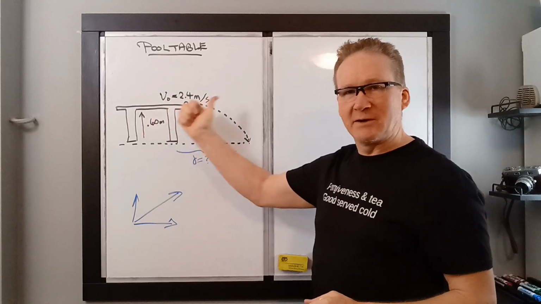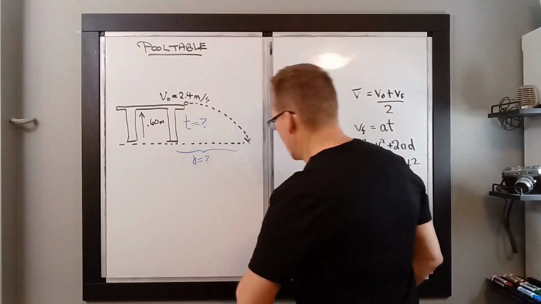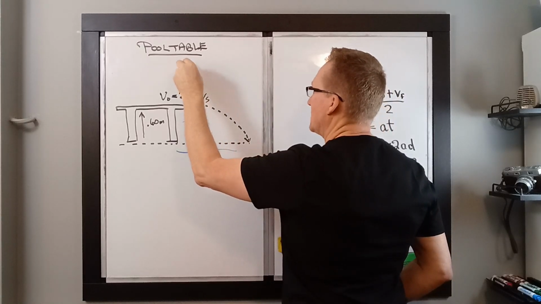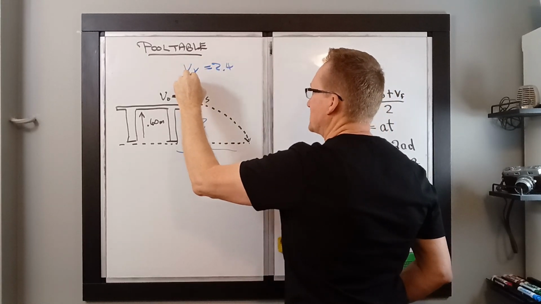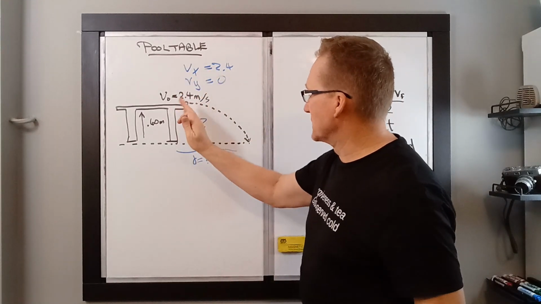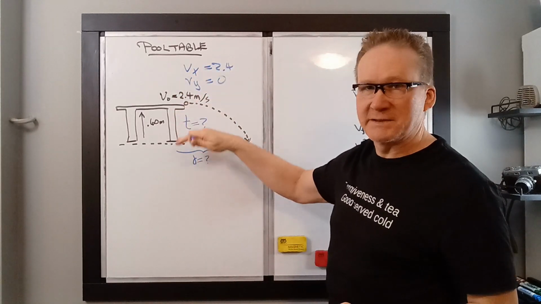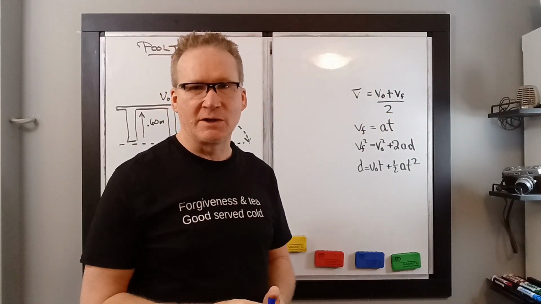We're just given that the velocity is all initially just in the x direction, and so I'm going to write that down here. So the velocity in the x direction is 2.4. The velocity in the y direction is 0. It doesn't have anything going this way. What we do is we break these things into components, and then we use some of the principles that we have from our motion equations.